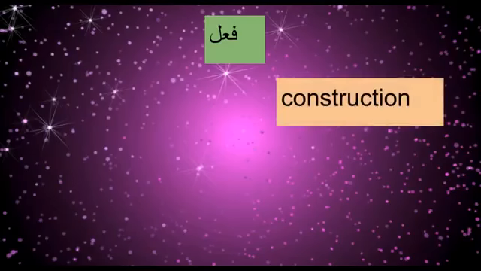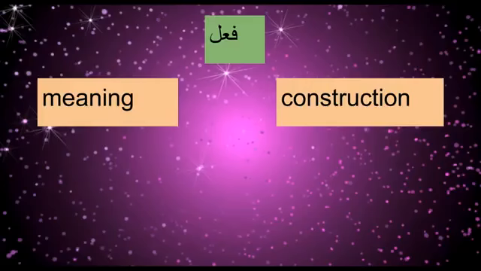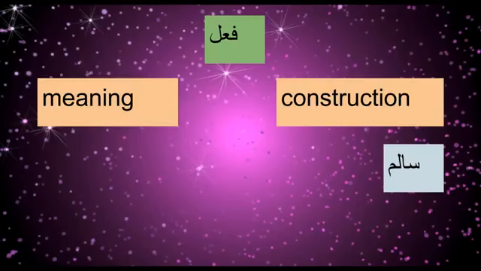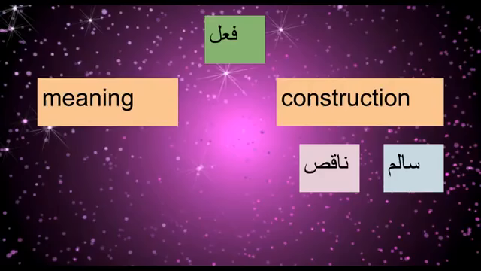The fa'al has two parts to it. One is how it is constructed, and the second is what it means. Based on construction, we have what is called salim words, and what is called naqis. Naqis means it has weak letters, and salim means it does not have any weak letters.